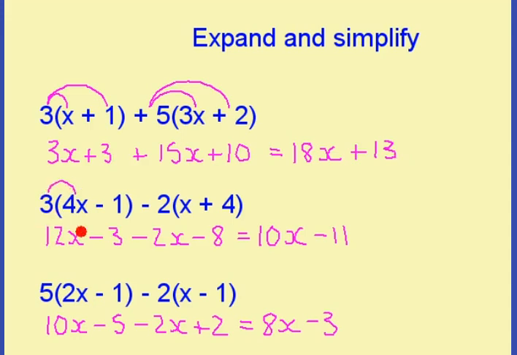3 times 4x is 12x, and 3 times minus 1 is minus 3. Minus 2 times x is minus 2x, and minus 2 times plus 4 is minus 8. Putting it together, 12x minus 2x is 10x, and minus 3 minus 8 is minus 11. On the last one, 5 times 2x is 10x, and 5 times minus 1 is minus 5. Minus 2 times x is minus 2x, and minus 2 times minus 1 is plus 2. Putting it together, 10x minus 2x is 8x, and minus 5 plus 2 is minus 3.